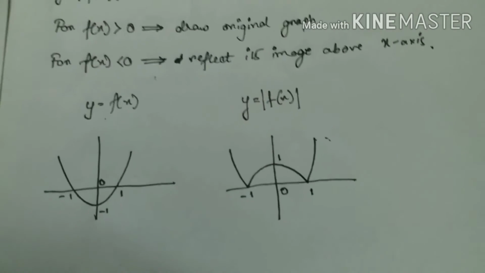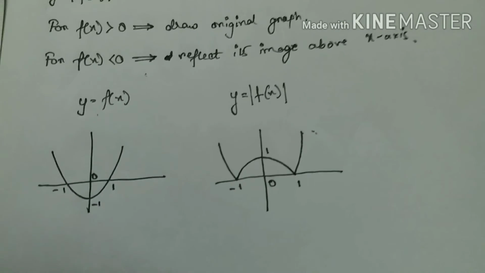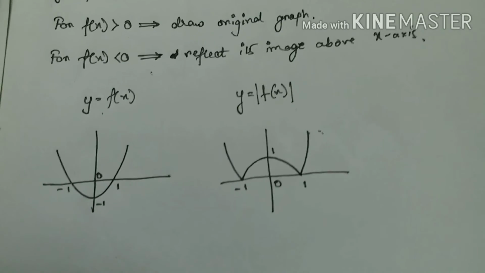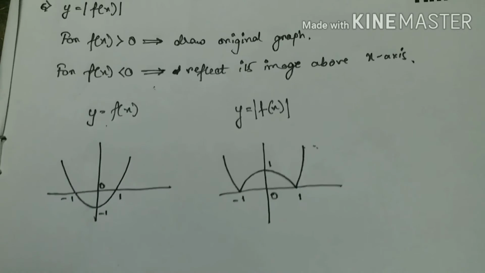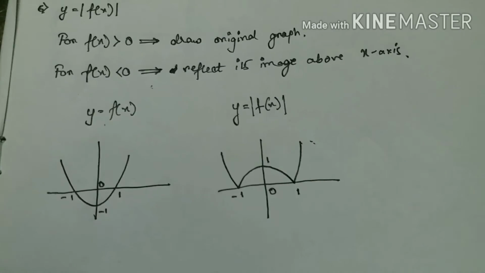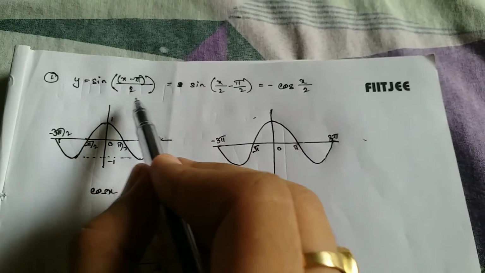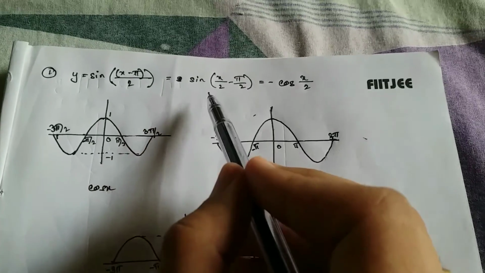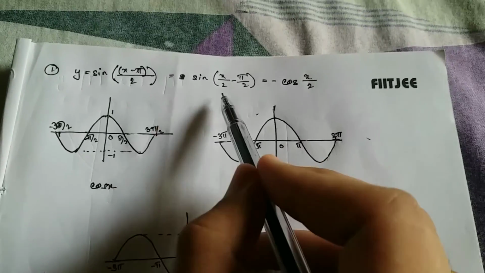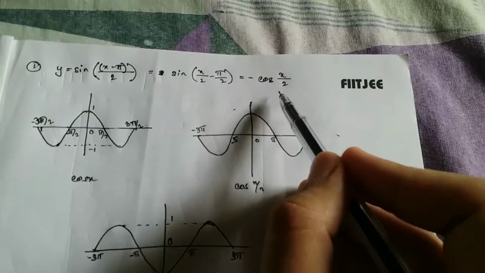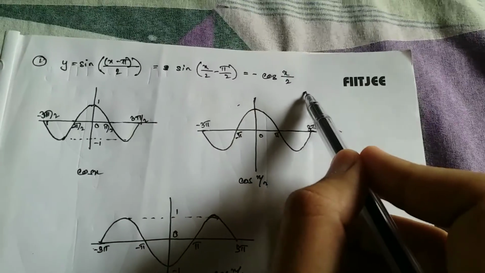Very, very easy. Now next I will give you a problem which will help you practice all the 6 types which we have discussed today. So let's solve the problem. So the first question, y is equal to sine of x minus pi by 2. Simplify it as much as possible. So we get y is equal to sine of x by 2 minus pi by 2. Using trigonometric simplification, we get y is equal to minus cos x by 2.